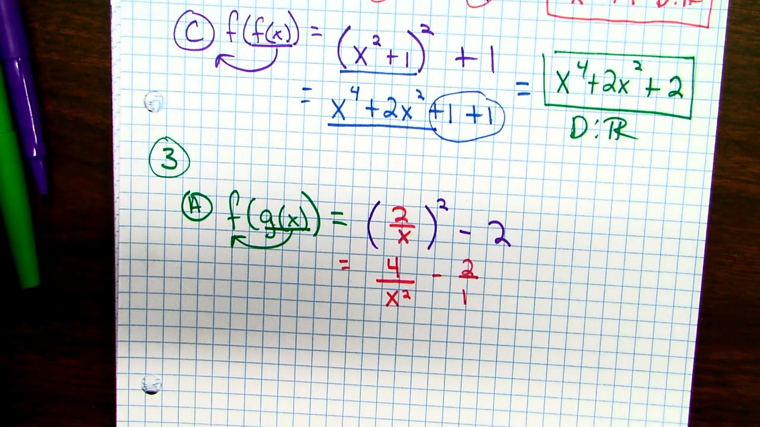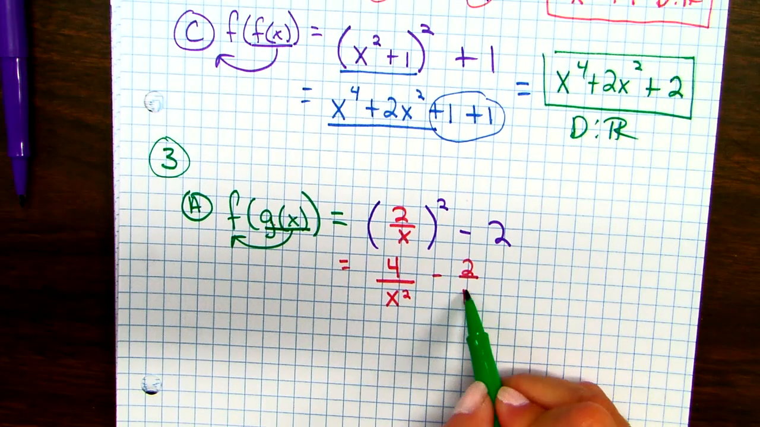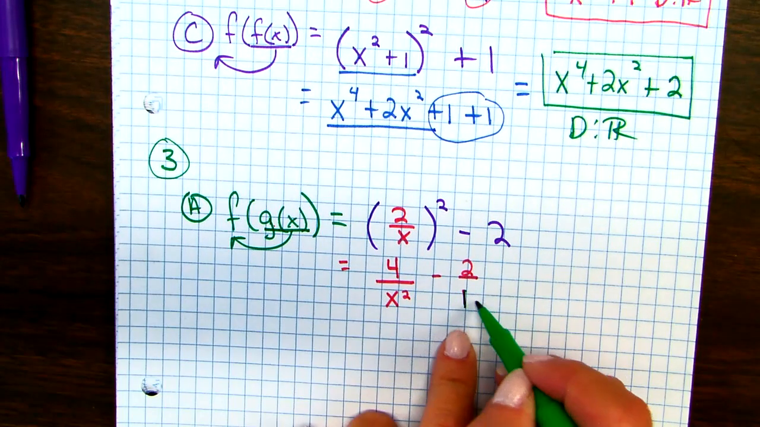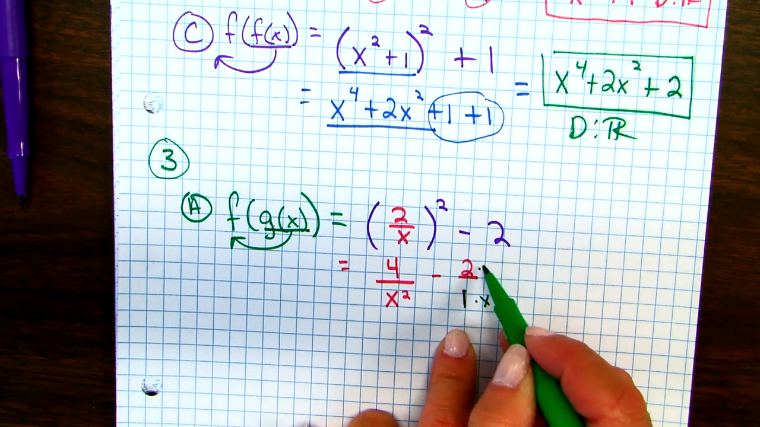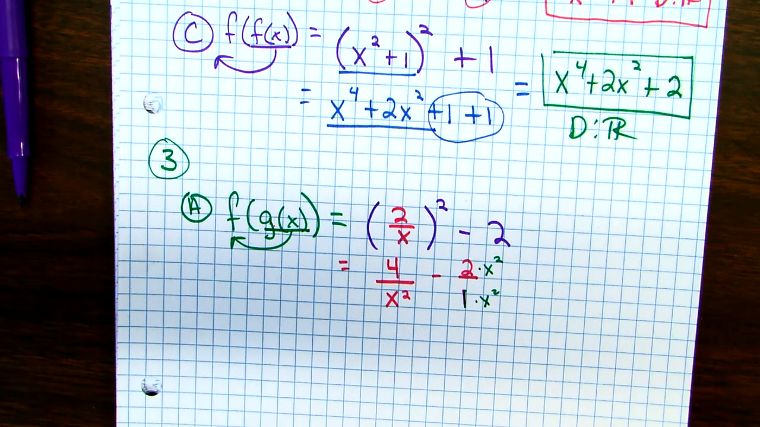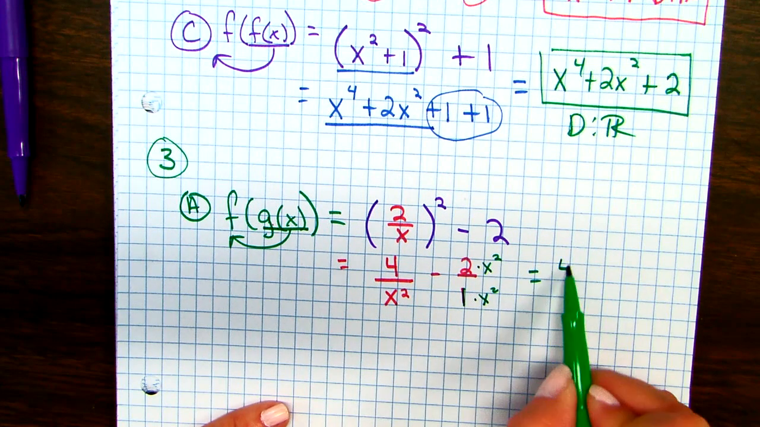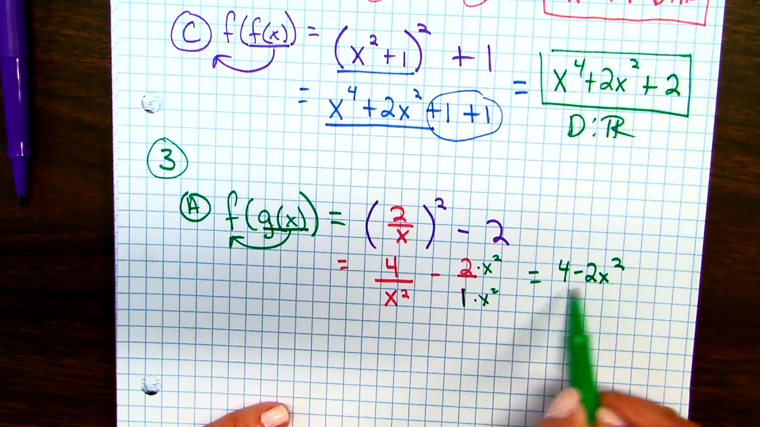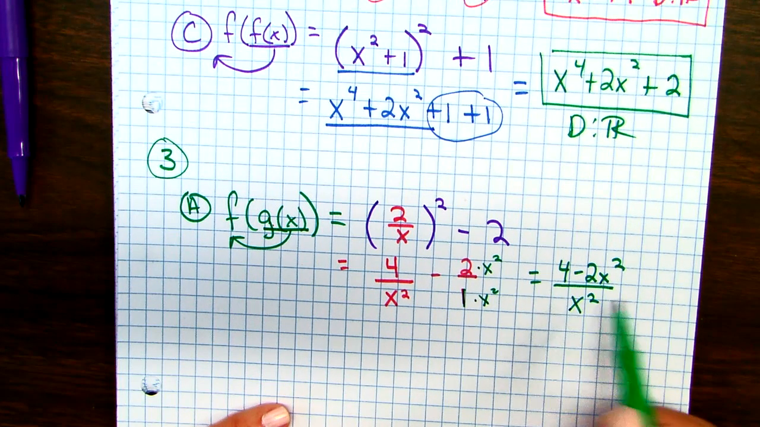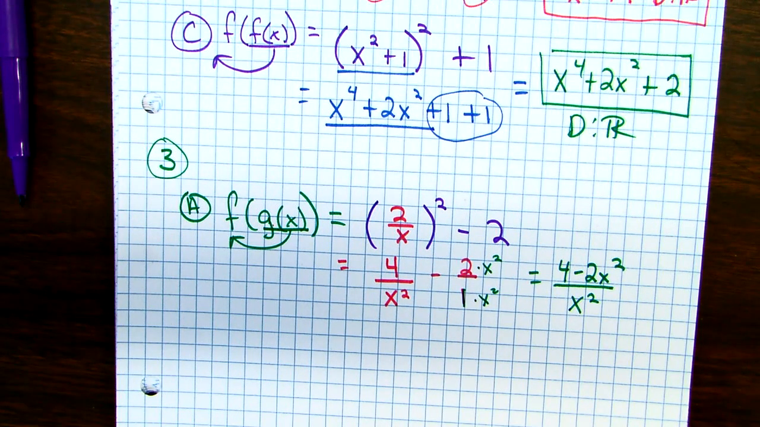What would our common denominator be? X squared, yeah. So this one's good. We don't need to do anything with that, but we're going to multiply this fraction. Whatever you do to the denominator, you have to do to the numerator. And then you can combine the numerators. That's just 4 minus 2x squared over their common denominator. And there's nothing else you can do with that.